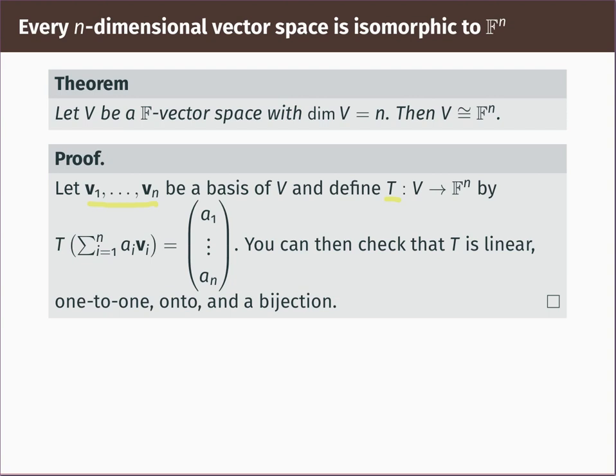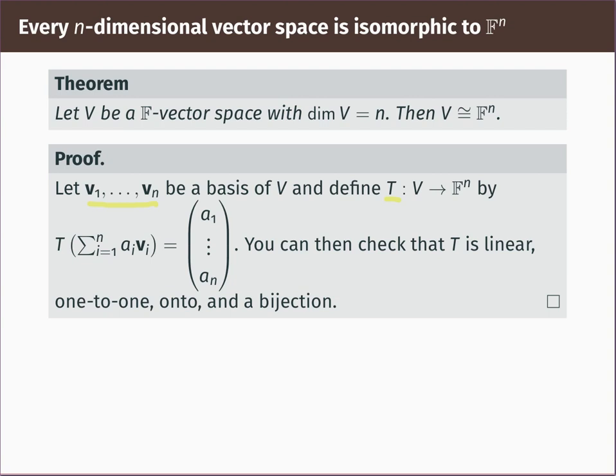And I just define T of a linear combination, the sum from i equals 1 up to n of ai vi, to be the column vector whose entries are a1 down to an. So in other words, what T does to a vector in V is just send it to its coordinates with respect to the basis v1 up to vn.